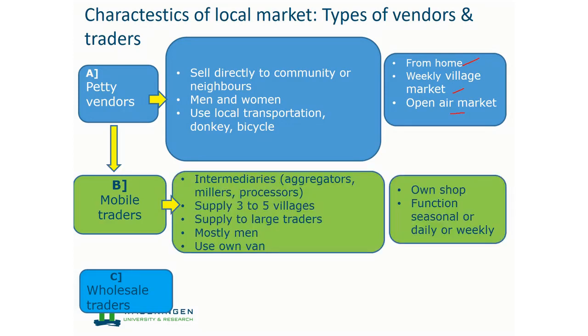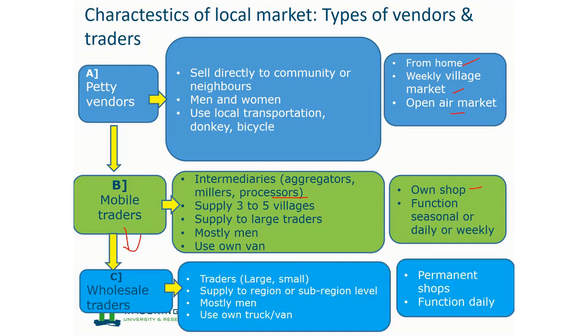The second are mobile traders. In most cases they are intermediaries like aggregators, millers, processors. They supply to 3 to 5 villages, and they also supply to the traders. They are mostly men. They use their own van so they can travel during the time when farmers start growing the crops. In many cases, they have their own shop. They function on a seasonal, daily or weekly basis.